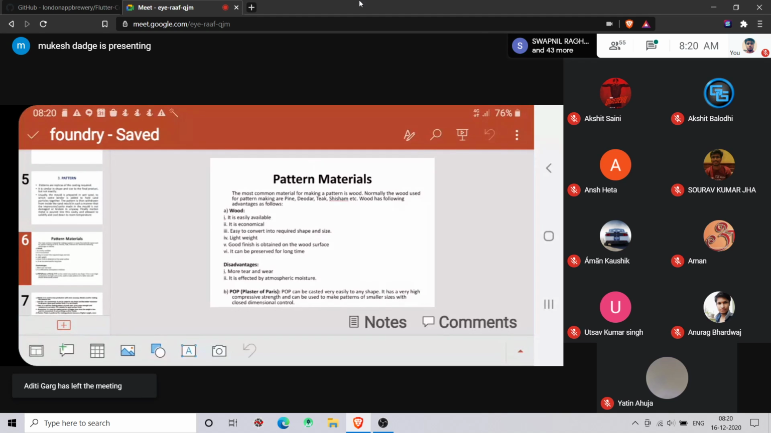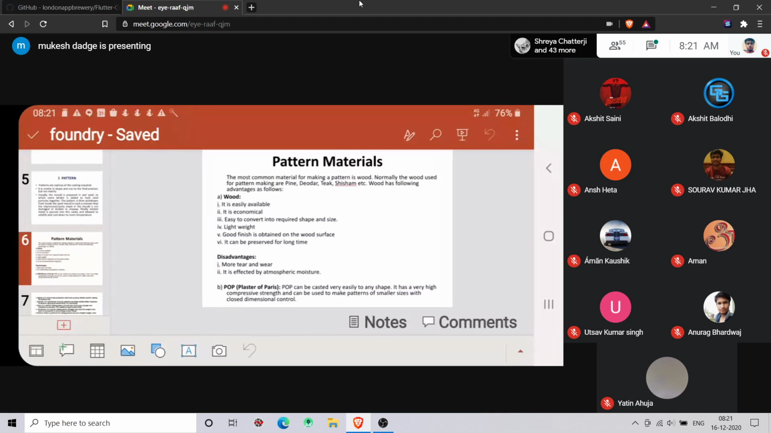At the initial stage, you have to go for the wood material, because wood will absorb the water from the sand. As a binder we are using water in the green sand, and the wood will absorb it, swell, and deform. It will not be in the exact shape. So this wood pattern is used for prototypes or very small volumes.